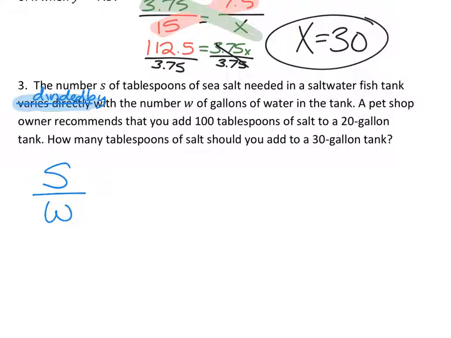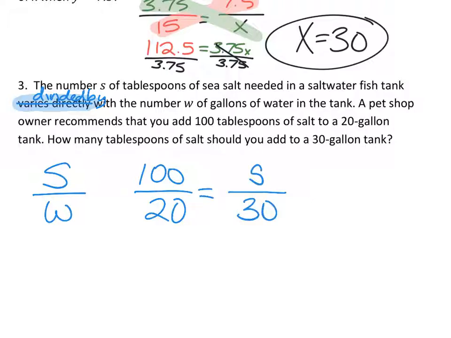We know this stuff. A pet shop owner recommends that you add 100 tablespoons of salt to a 20-gallon tank. Let's set that part up. 100 tablespoons of salt, is that an S or a W? And then the 20-gallon tank has to be my W, right? How many tablespoons of salt did you add to a 30-gallon tank? Isn't gallons water? So S over 30. Gallons are on my bottom.